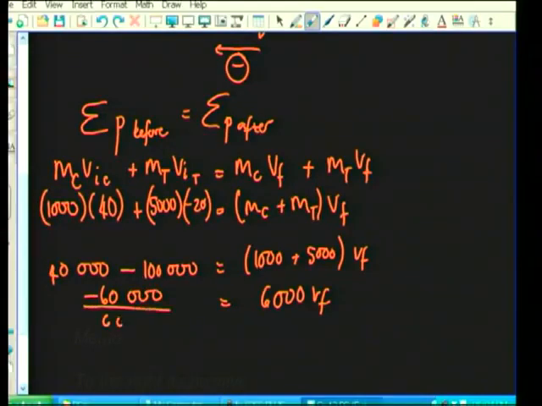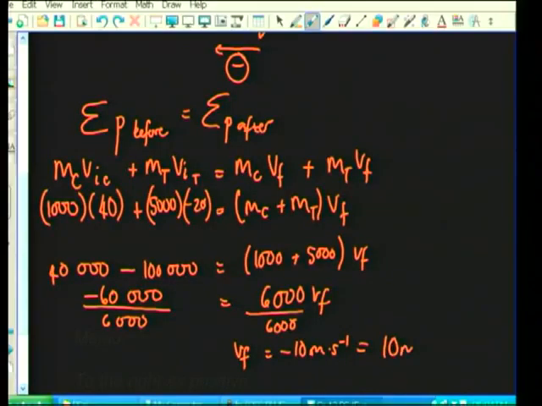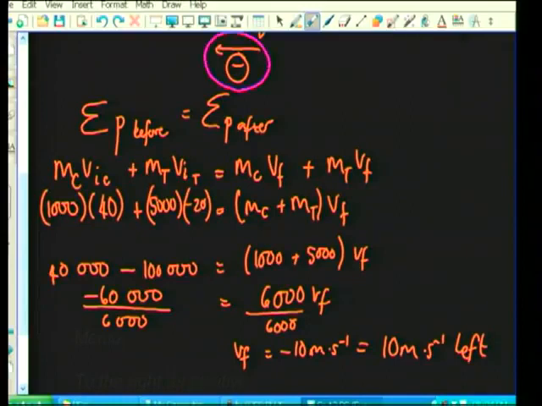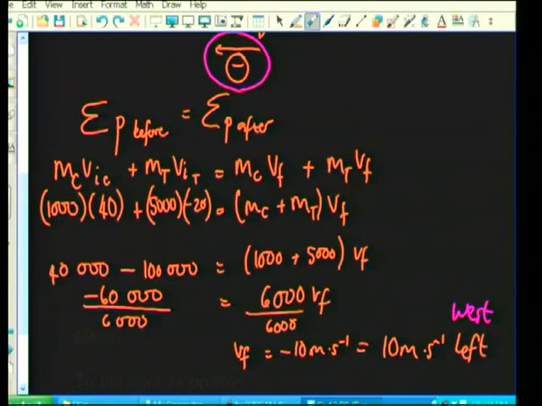Divide both sides by 6,000, and you come out with a final velocity as being equal to negative 10 meters per second. The negative value there is very, very important. You cannot leave your answer as negative 10. You need to interpret what that negative means. That means 10 meters per second to the left, because if you recall at the top here, I wrote anything in the negative is to the left, or preferably actually in the context of this question, west.